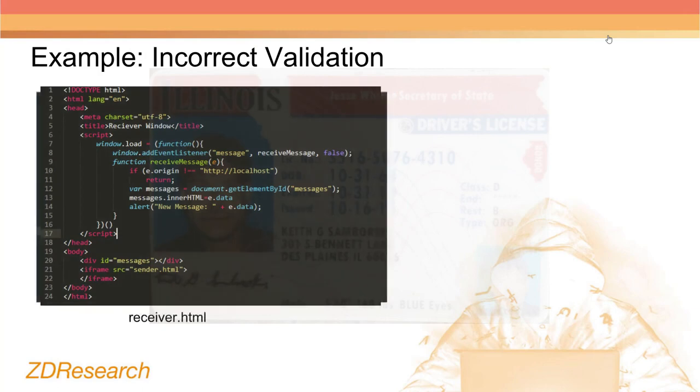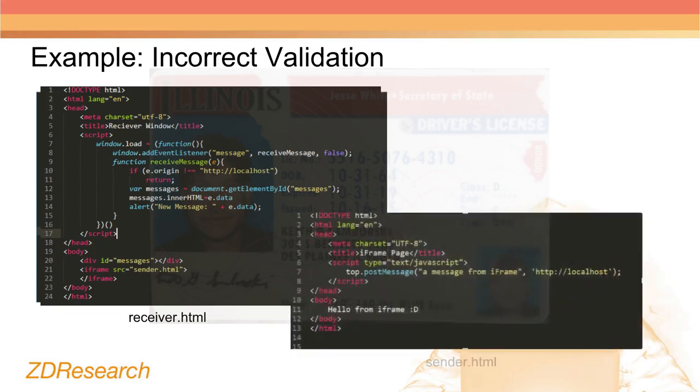So let's see an example of incorrect validation. This is the receiving window of the cross-window messaging. You can see that it adds an event listener that listens for a new message. If the new one is not from localhost, which is the same origin, then it just passes. So there's a validation on the origin. But after that, if that origin check is successful, then it just sets some innerHTML to the data that we receive, which is pretty much like running that or adding whatever it sends to the page.